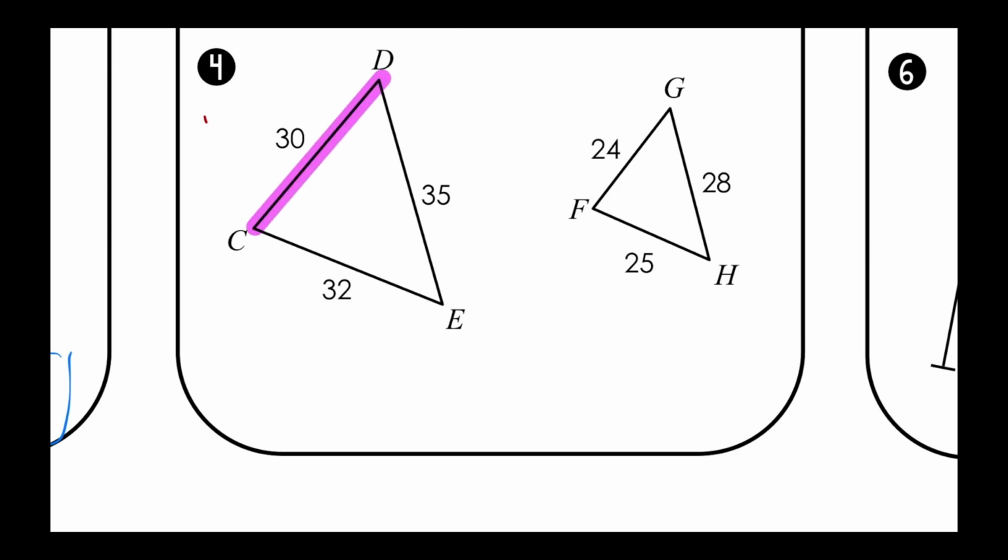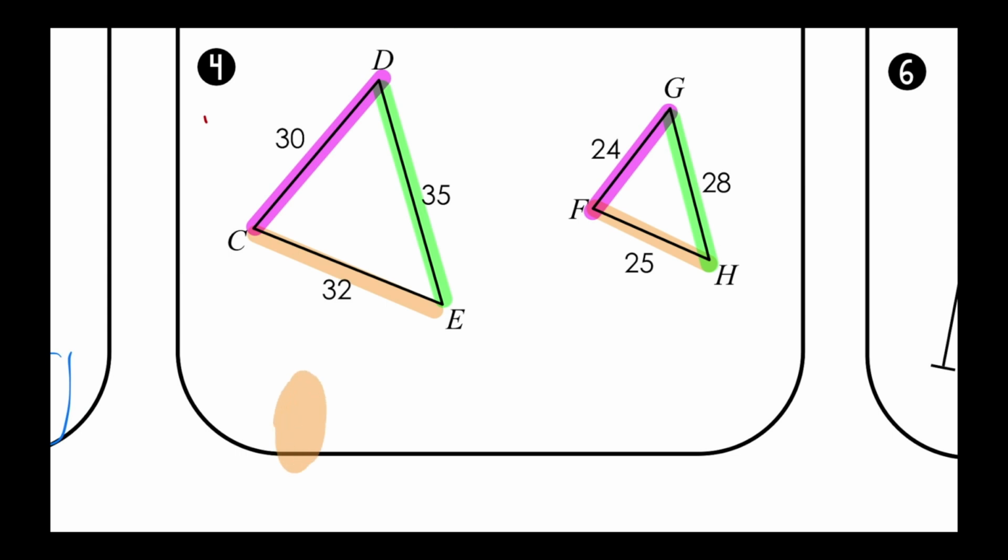I'll color it pink. And if you look at the way these are twisted, it looks like GF matches CD. Then if we go down here, DE and GH look like they correspond. And the last one, CE and FH look like they correspond. So the first thing I do is color them. I see which side matches with which other side, if we're thinking one is a smaller version of the other. And now I'm going to make my ratios.